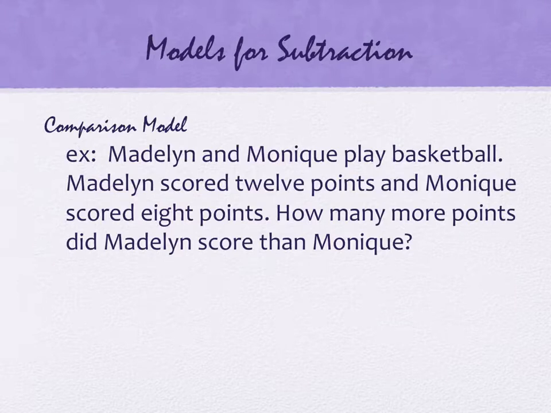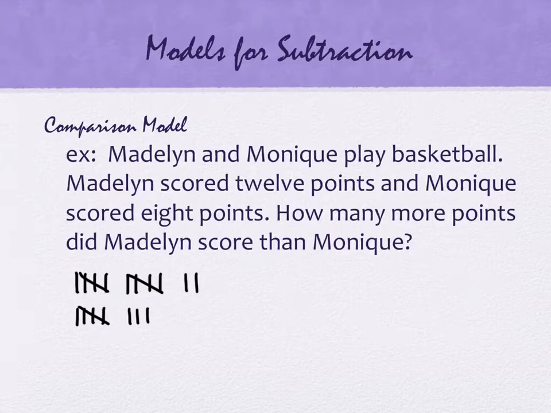We're comparing. So for this one, I'm going to draw them as like points because it's points for a basketball game. So I'm going to actually draw this in. So the first character, Madeline, had how many? 12, right? So here's 12. And then I'm going to draw by comparison in the same way the points that Monique had, and Monique has 8.